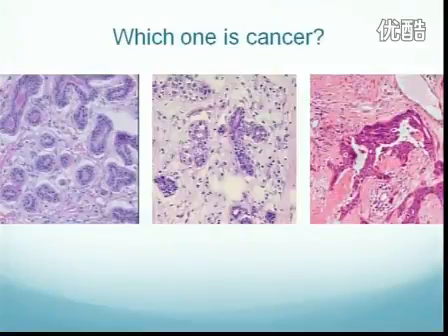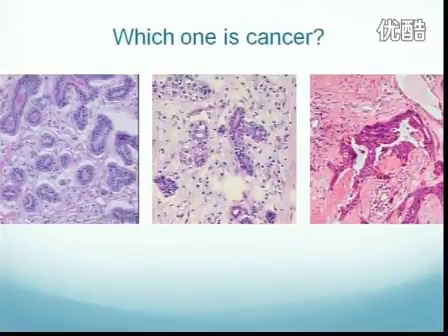I'll tell you that all of these are from the breast. One of these is breast cancer. One of these is a pre-breast cancer called a ductal carcinoma in situ. It's not a cancer. It's actually just a benign, at that point, benign tumor. And one is the normal breast.